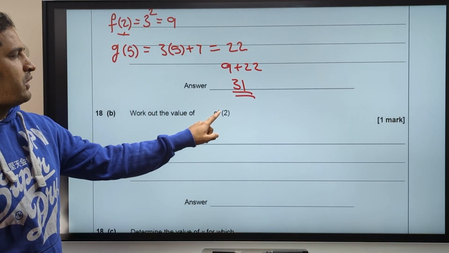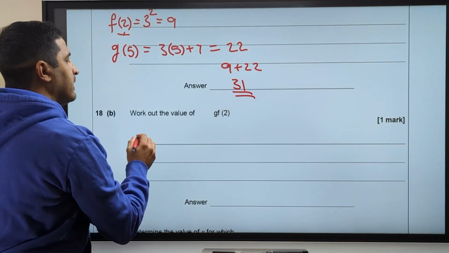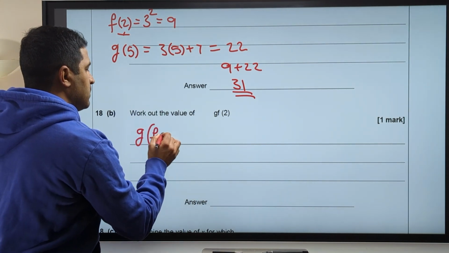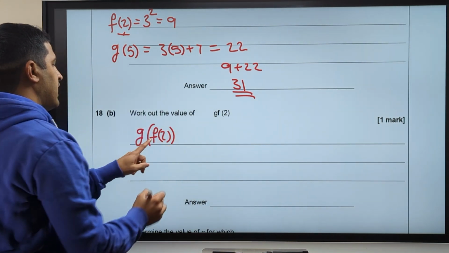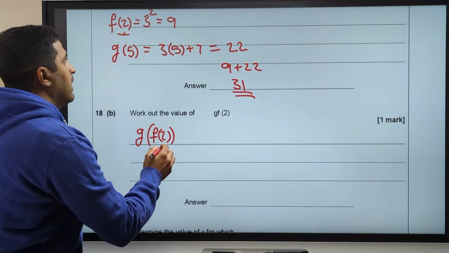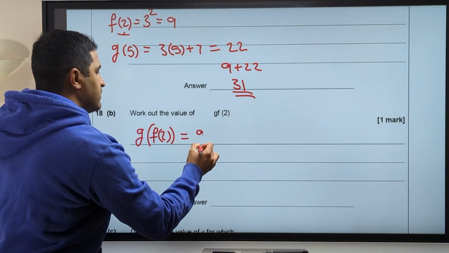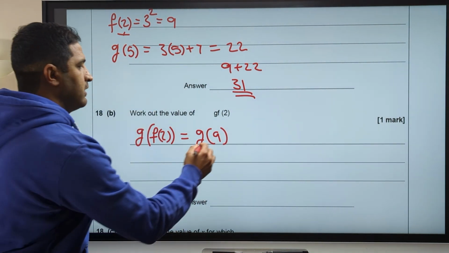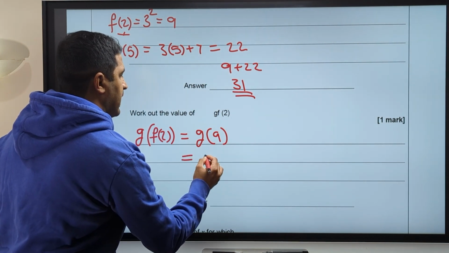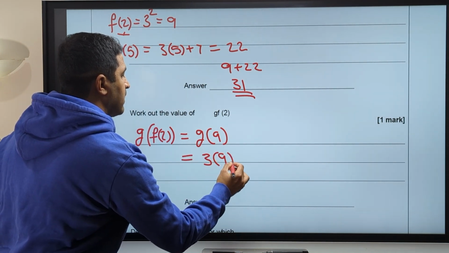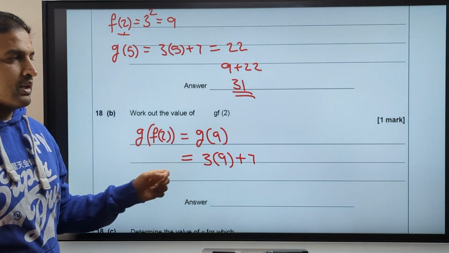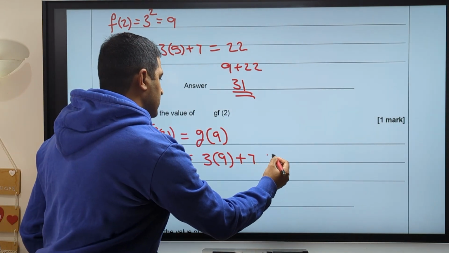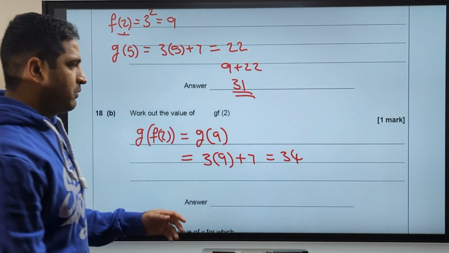Work out the value of g of f2. So f2 we have 9. We're putting that into g. So g of f2, when you first work out f2, f2 was 9. So we're replacing that as g of 9. So replace x in that function with 9. So 3 times 9 add 7. 3 times 9 is 27. 27 add 7 gives you 34. And that's what we get.